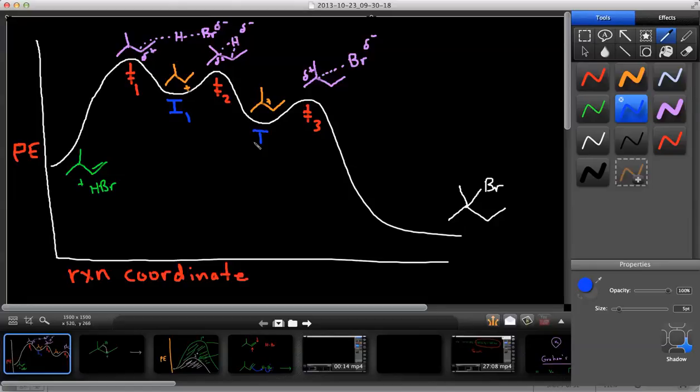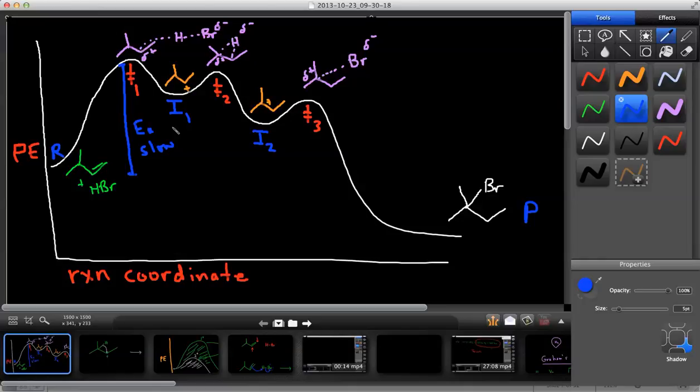intermediate 1, intermediate 2, products, reactants. The rate limiting step should be the formation of the secondary carbocation. So that's the energy of activation of the slow step.